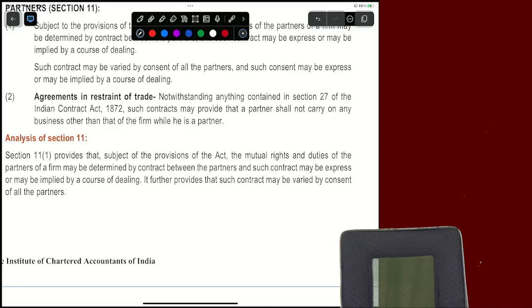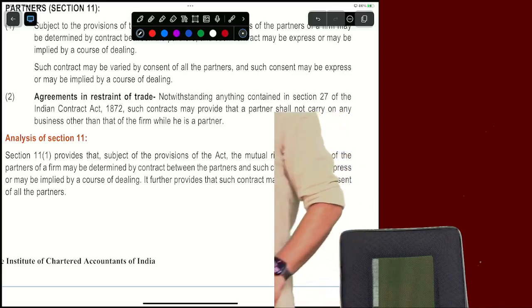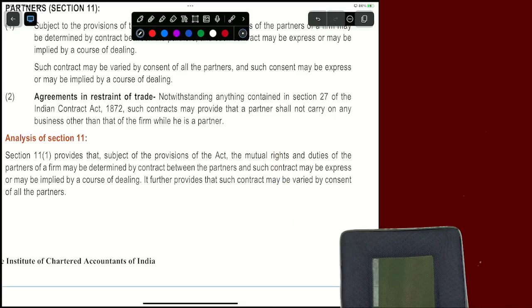Now tell me, how many sections have we completed? 3. What are the 3 sections? 9, 10, 11. Tell me, what do the 3 sections contain? How a partner should be. What are the duties? Forgot. First, he should act for the greatest common advantage.